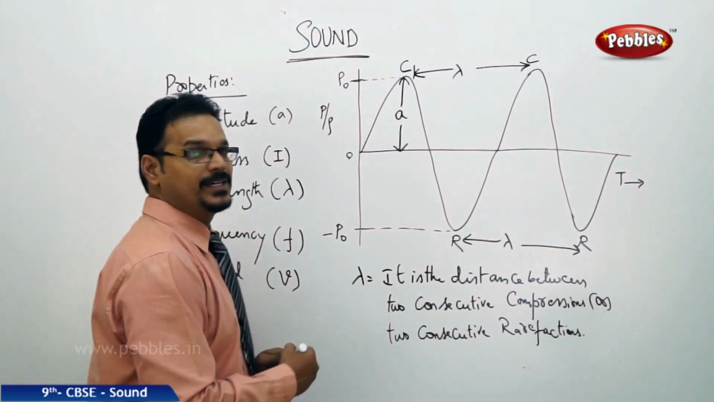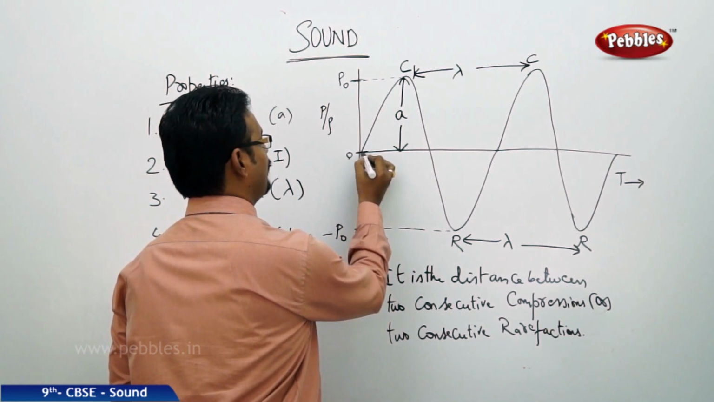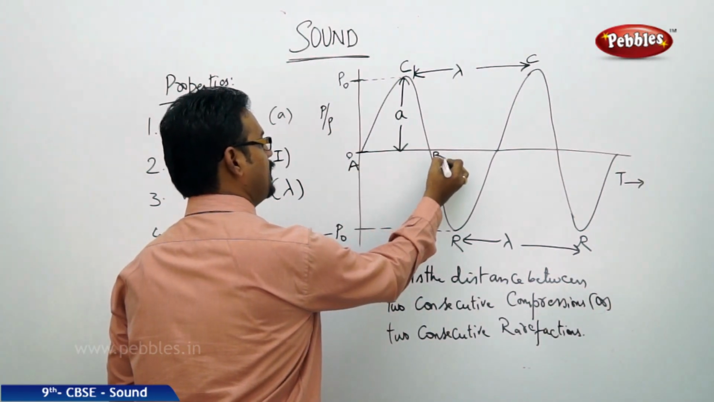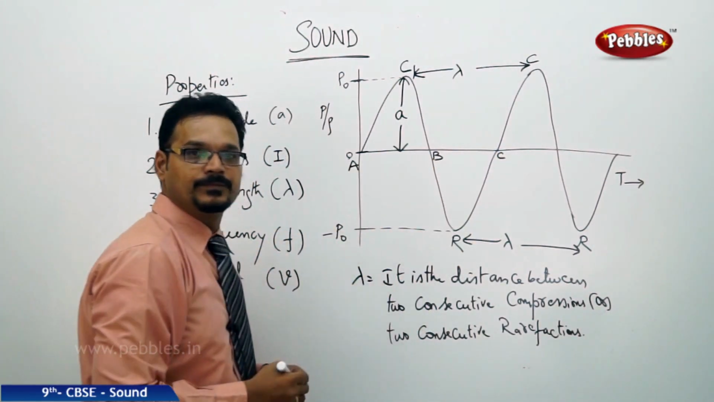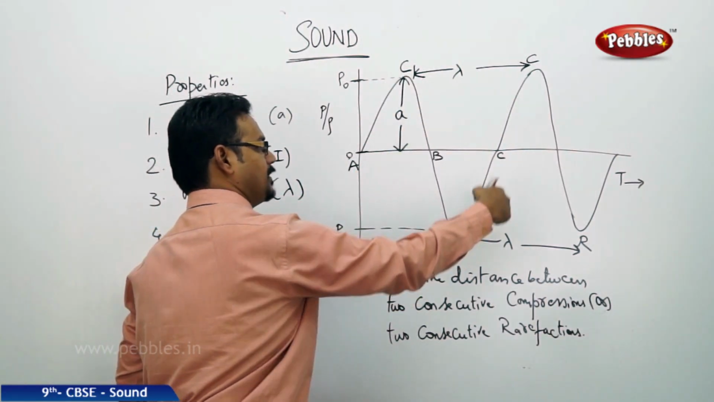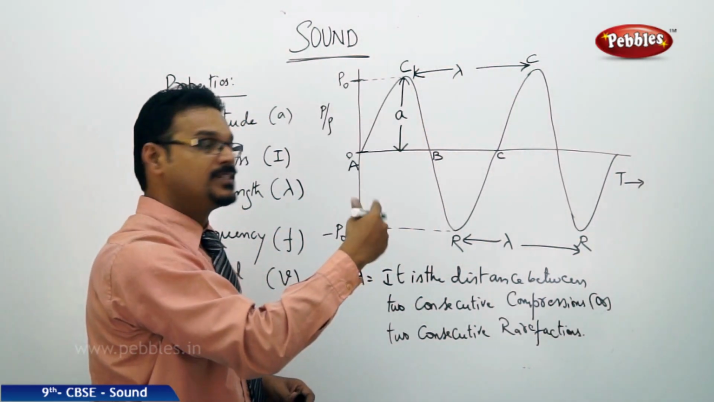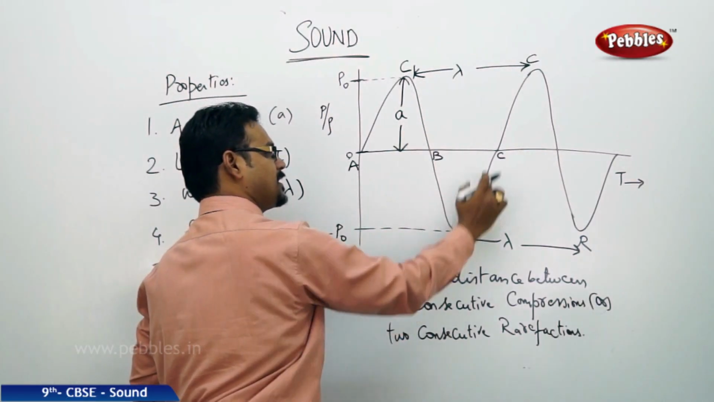But sometimes you can show it in this way also. See carefully. This is one wave. A, B, C. This C is not compression. C is just a symbol here. A, B, C is a complete wave.